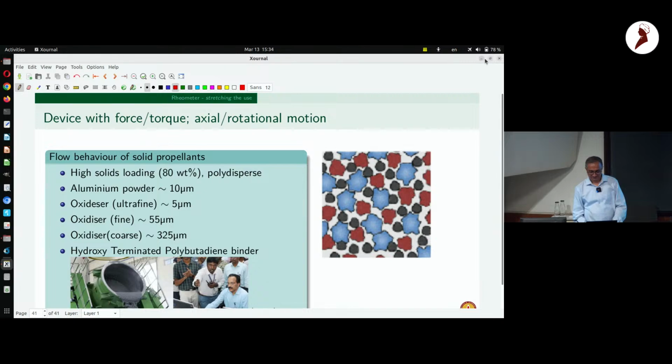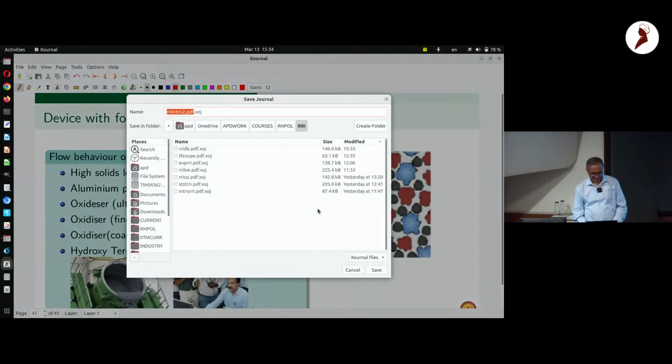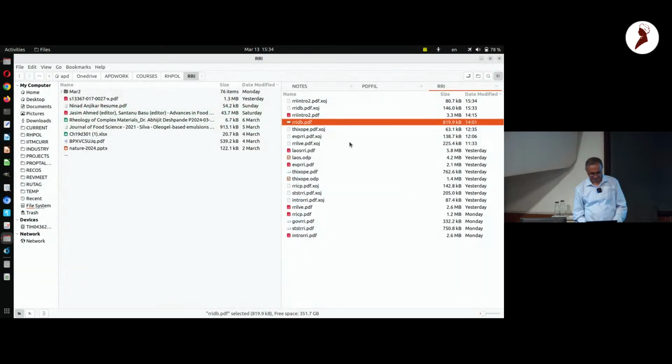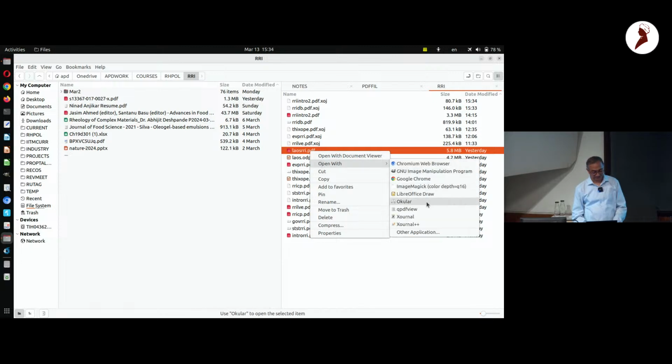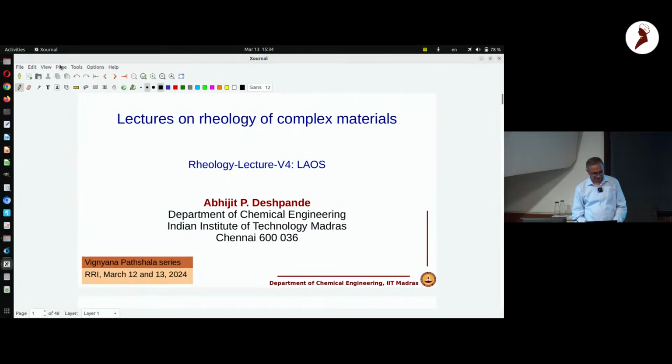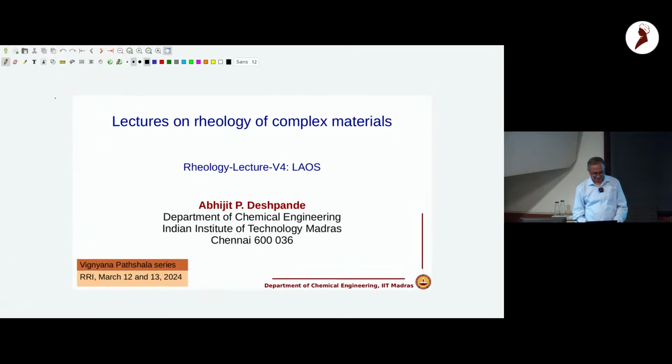And now in the last remaining 20-25 minutes, I'll quickly go through some features of LAOS. This is based on older work that was done by Ramya, one of my PhD students.